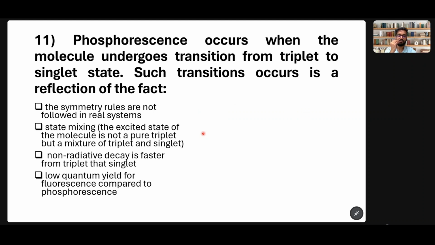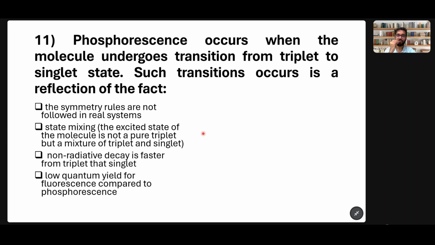The last question for week 5. Phosphorescence occurs when the molecule undergoes transition from triplet to singlet state. Such transitions occur as a reflection of the fact that symmetry rules are not followed in real systems. Option B, state mixing. The excited state of the molecule is not a pure triplet but a mixture of triplet and singlet. Option C, non-radiative decay is faster from triplet than singlet. Option D, low quantum yield for fluorescence compared to phosphorescence.